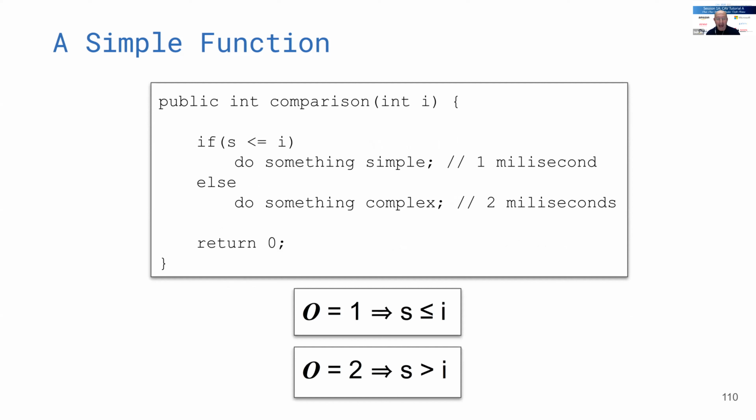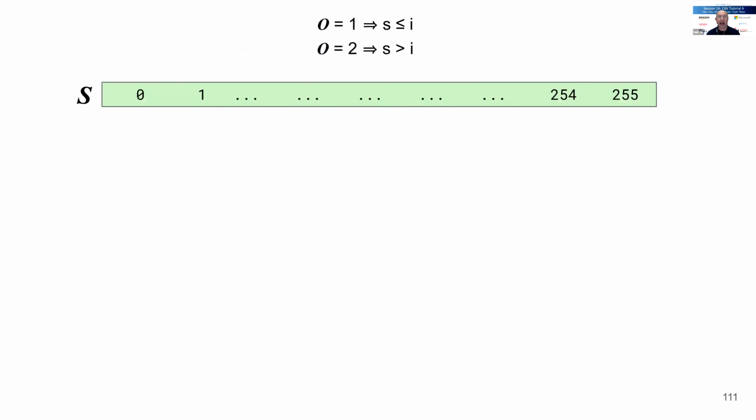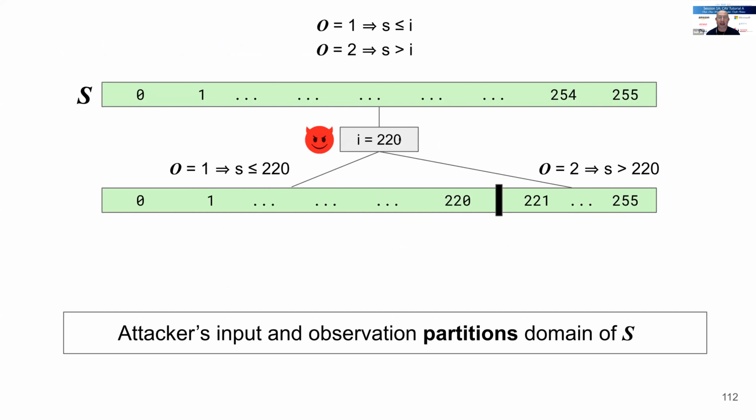I have that the observable is 1 if the secret is less than or equal to the public input, and it's 2 when the secret is greater than the public input. Now you can do queries. If the attacker, for example, gives the value 220, let's say we have 1 byte of secret, it has 256 values. If the observed execution time is 2 milliseconds, then I know the secret is greater than 220. If it's less than or equal to 220, then the observable is 1. So the attacker's input partitions the domain of S, as we discussed at the beginning, and I learn information.